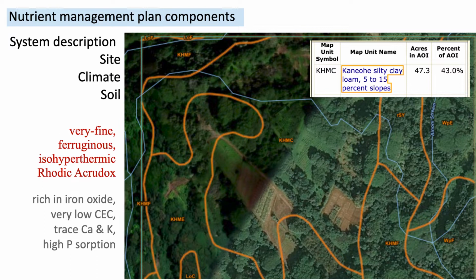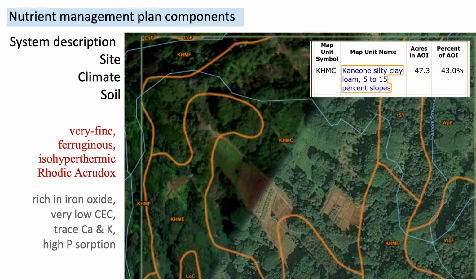There's only trace calcium and potassium there. That's because a lot of it's been leached. It's highly weathered, and so we may need to think about that when we fertilize. And then last but not least, it has really high phosphorus sorption. We call that phosphorus fixation. That means what we add may not be completely available to the plant. That's because there's a strong reaction that the phosphorus has with the soil that makes it unavailable to plants. You can think all of this is going to affect our nutrient recommendations.